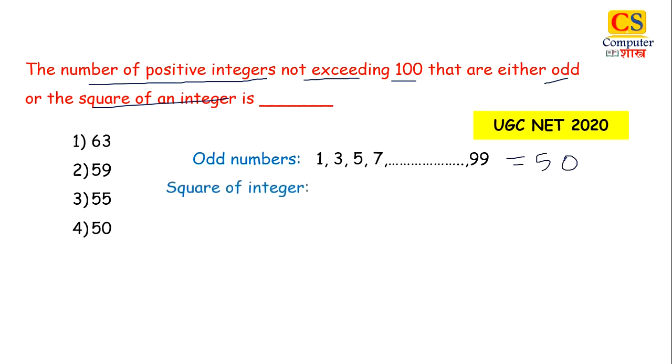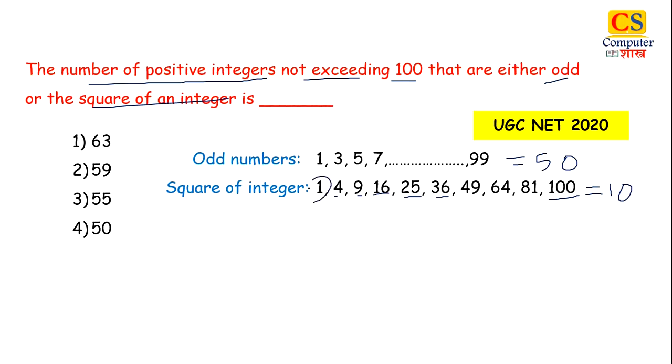Next, square of an integer. So squares will be 1, 4, 9, 16, square of 4, square of 5, square of 6 up to square of 10 because these numbers should not exceed 100. So these will be 10 numbers, you can count them. Now we cannot add 50 plus 10, because there are some numbers which are common in both odd and square of a number. Like 1, this is common in both. 9, because 9 is an odd number, it will be present in the odd number series.